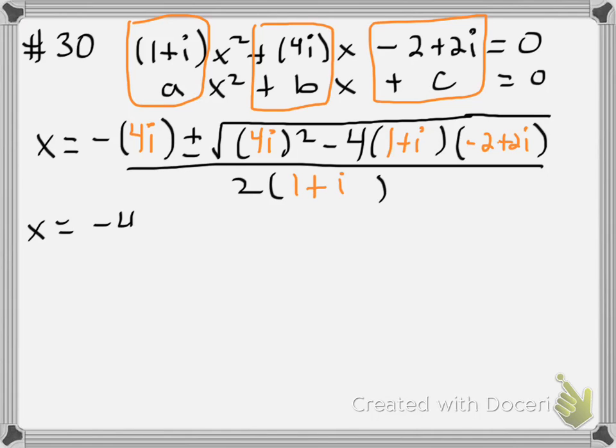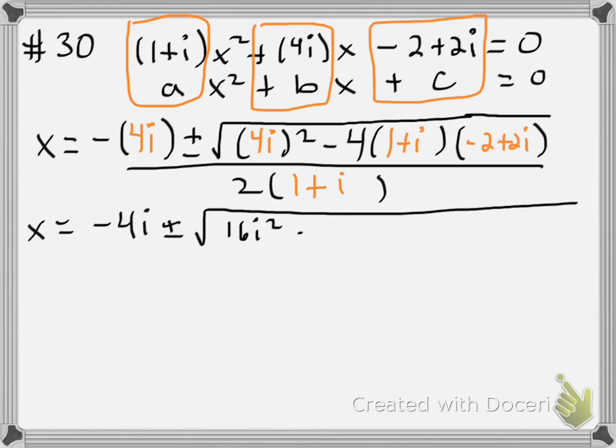So I'm going to get negative 4i. We'll deal with that later. There's nothing really to do right now. And I'm going to have to be careful with all the work under the square root. So 4i squared is 16i squared. And I'm just going to leave the minus 4 here. I'll deal with that later.